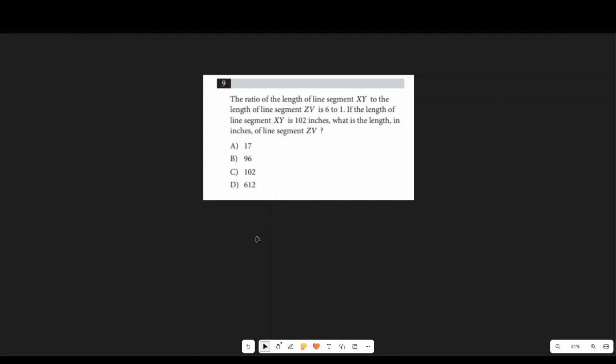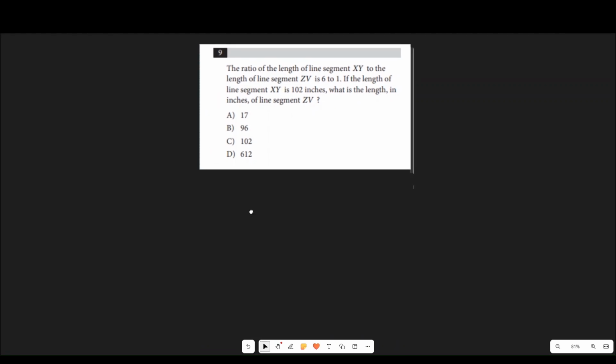The concept you would need to answer this question is ratios, right, in proportion. So you would need to know about ratios, basically. And we don't really need to care about the fact that this is a line segment. All we really need to worry about is this ratio between XY and ZV. So what do they tell us? They tell us that XY to ZV is equal to 6 to 1. Okay, that is not a 1. This is a 1, yeah.